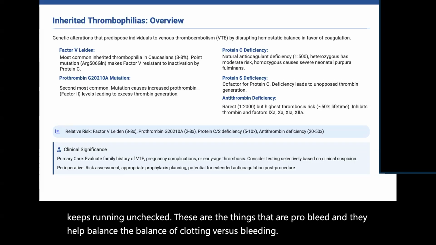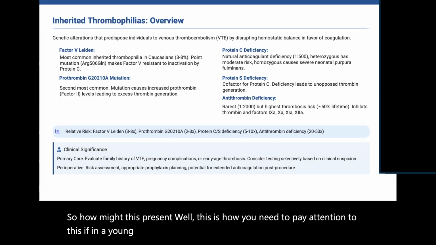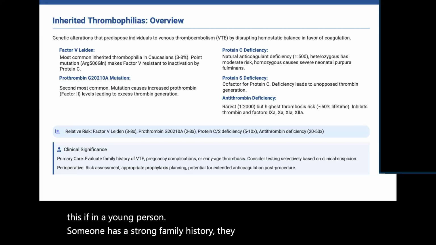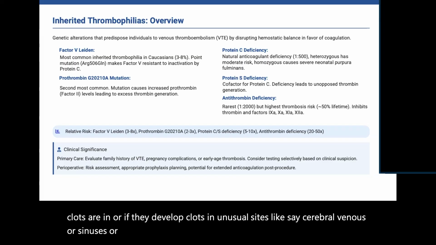So how might this present? Well, this is how you need to pay attention to this. If a young person with a strong family history presents with a DVT, right? Or if they develop clots in unusual sites, like say cerebral venous sinuses or mesenteric veins, you're like, well, how will I know that?